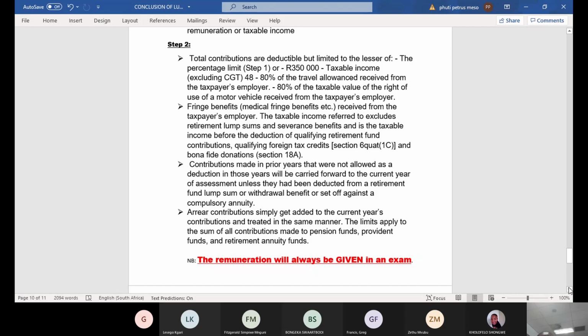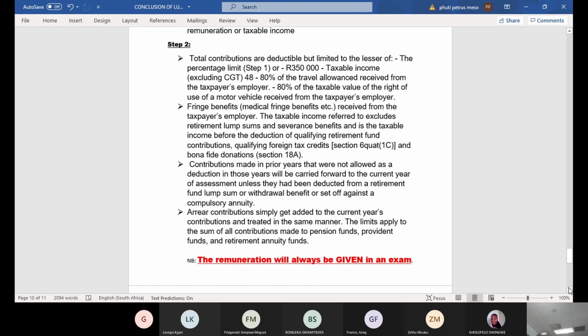And then let's have a look at the below point where it says contributions made in the prior year that were not allowed as deductions in those years will be carried forward to the current year of assessment, unless they have been deducted from the retirement fund lump sum or withdrawal benefit or were set off against the compulsory benefit. Let's look at the arrears contributions, which simply get added to the current year contributions and treated in the same manner.